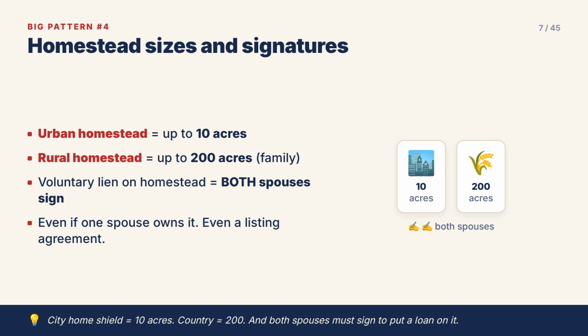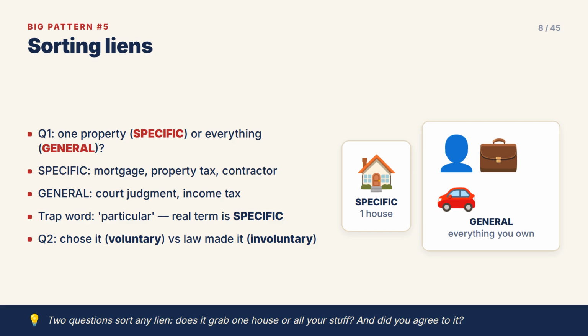Both spouses, always. Every lien can be sorted with 2 questions. First, does it attach to 1 property or everything the person owns? A mortgage, a property tax bill, a contractor's lien, those attach to 1 specific property, so they're specific liens. A court judgment or an income tax lien follows the person and touches everything, those are general liens. Careful. The test loves to say particular or general, the real term is specific.